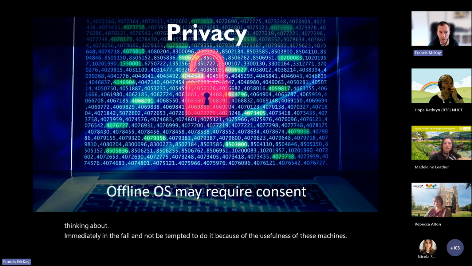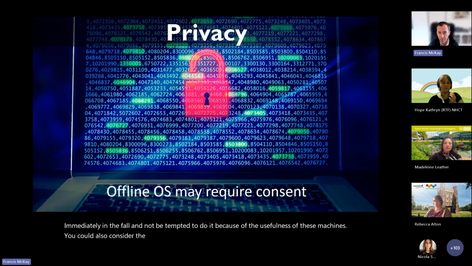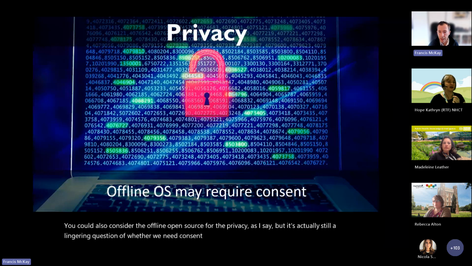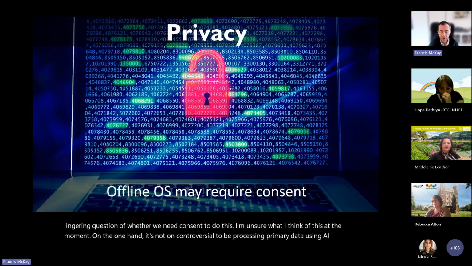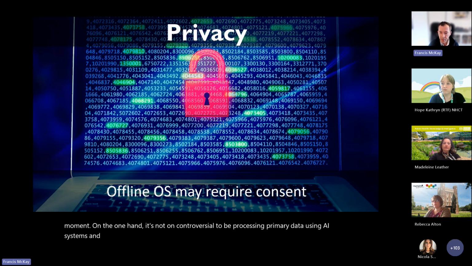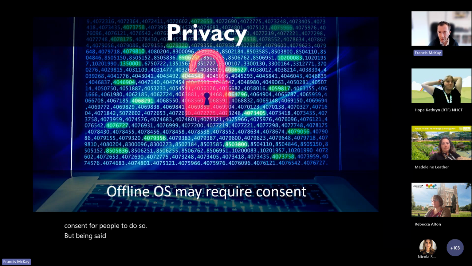You could also consider offline open source for the privacy, as I say, but there's actually still a lingering question of whether we need consent to do this. I'm unsure what I think of this at the moment. On the one hand, it's not uncontroversial to be processing primary data using AI systems, and therefore there's a prima facie case to say that we should probably be asking people for consent. That being said, I don't know whether that's what we want long term.